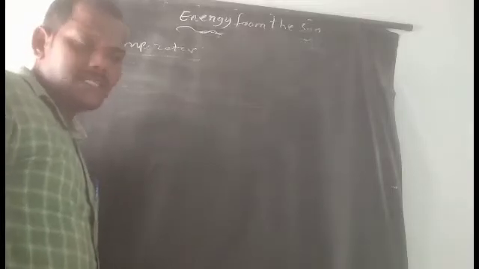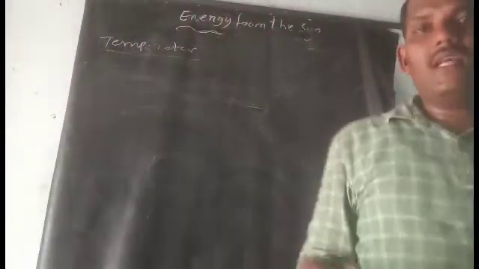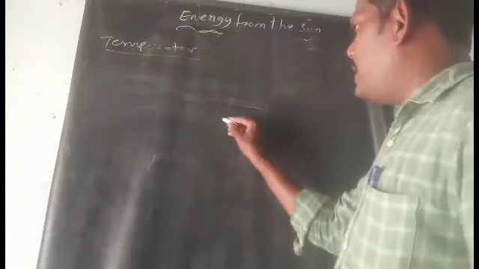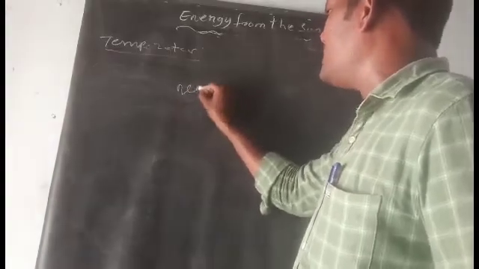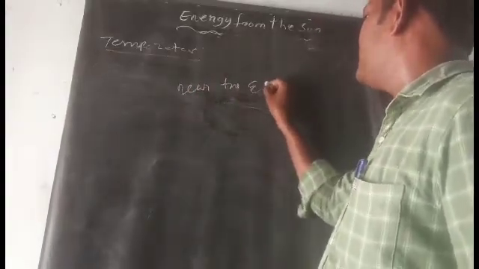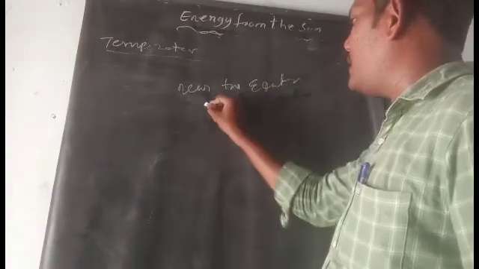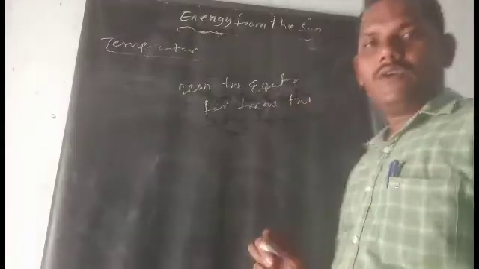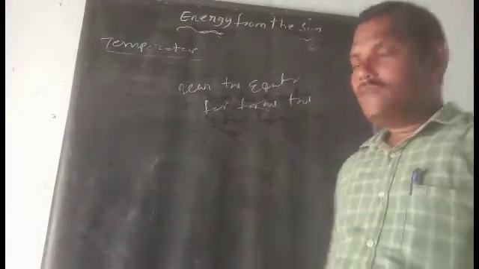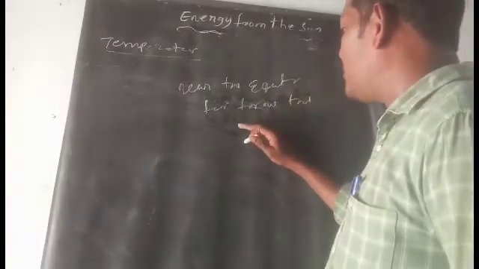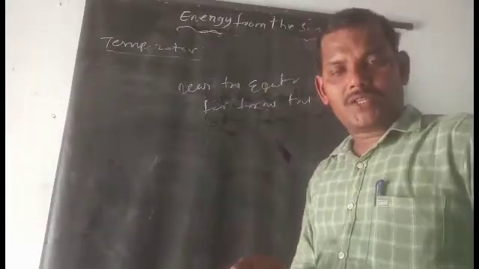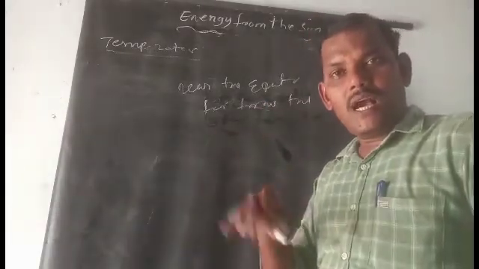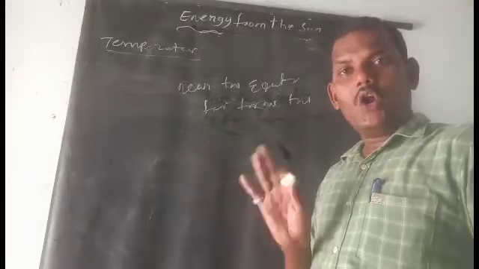And the next topic in our lesson is the difference of temperature between places near the equator and far from the equator. Just see here: the places near the equator get very high temperature, and the places far from the equator get low temperature.